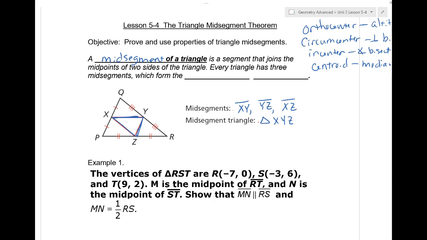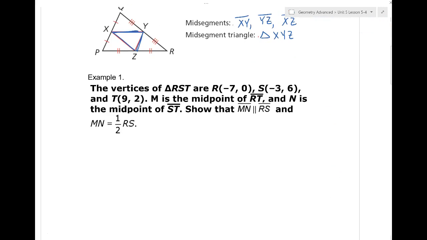We're going to actually show mathematically what we have. So here's what it says on here. The vertices of triangle RST are: R is at -7, 0, S is at -3, 6, and T is at 9, 2. M is the midpoint of segment RT, and N is the midpoint of segment ST. Show that MN is parallel to segment RS.